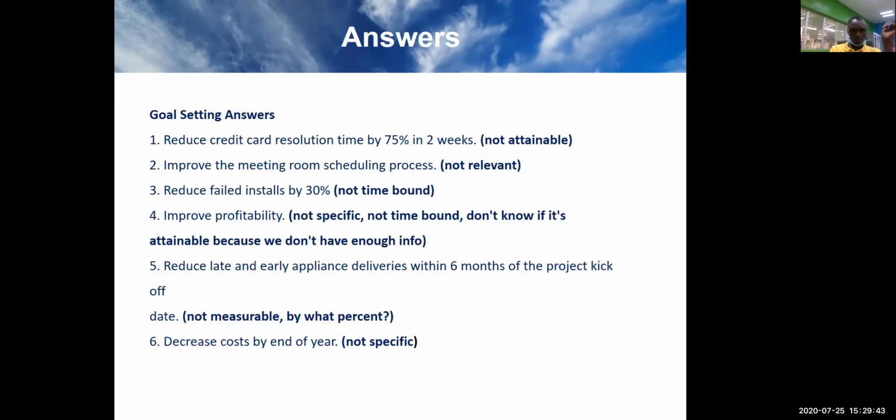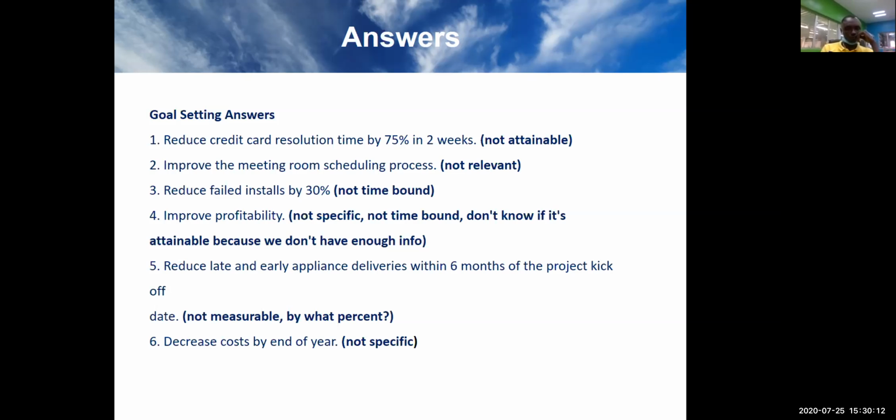So these are the answers, right? You want to reduce credit card resolution time by 75% in 2 weeks. That's not attainable. You might as well go boil the ocean, right? Because what metric is driving that? It's not attainable from the way the goal was put in. But if you want to make it more specific, you can drill down to what aspect of credit card resolution is actually driving this, and then you go to that.